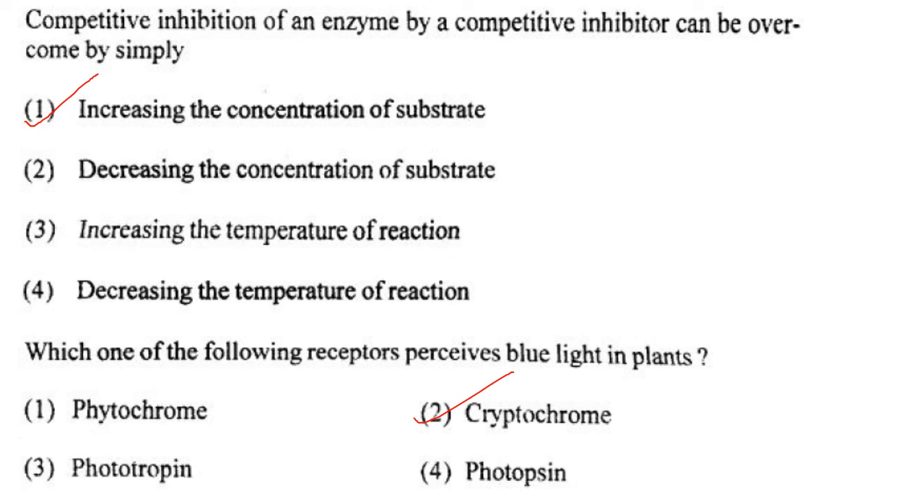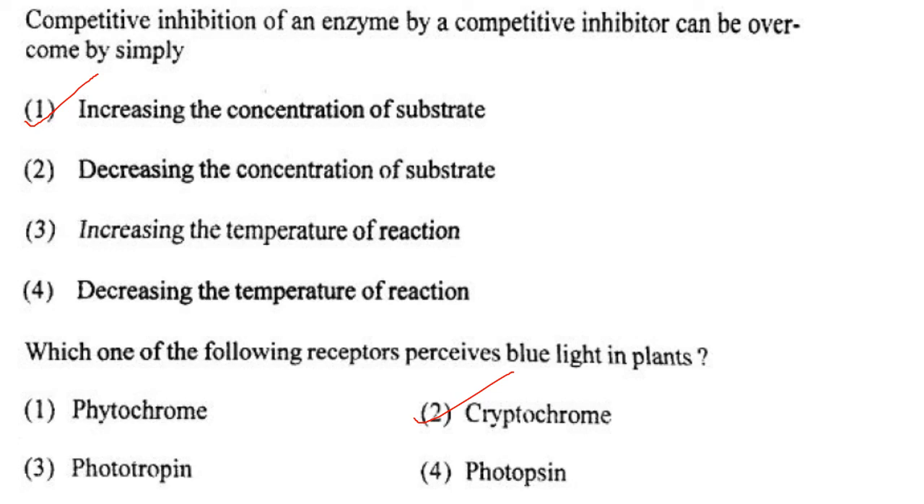Next one. Competitive inhibition of an enzyme by a competitive inhibitor can be overcome by simply option 1, increasing the concentration of substrate; 2, decreasing the concentration of substrate; 3, increasing the temperature of reaction; 4, decreasing the temperature of reaction. Answer is option 1, increasing the concentration of substrates.